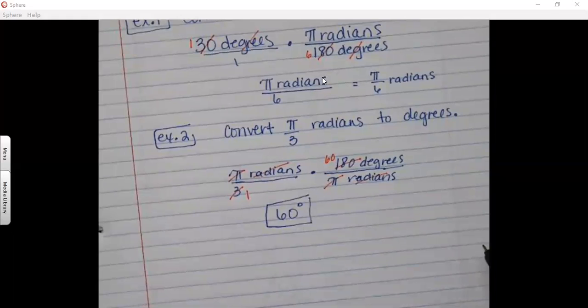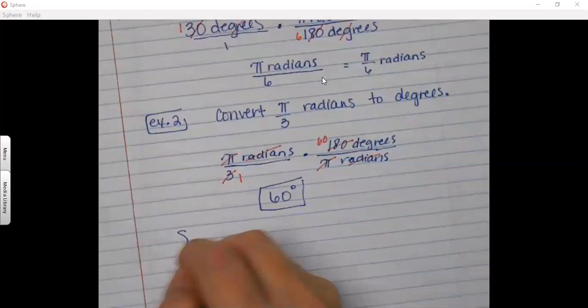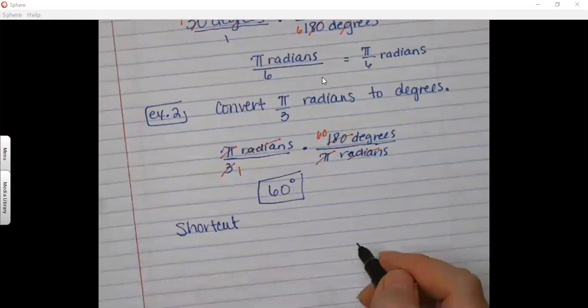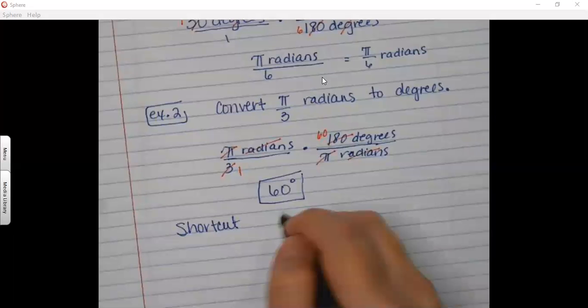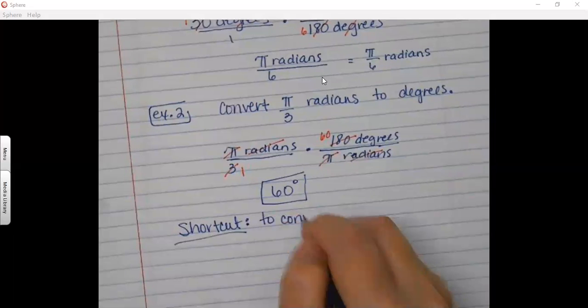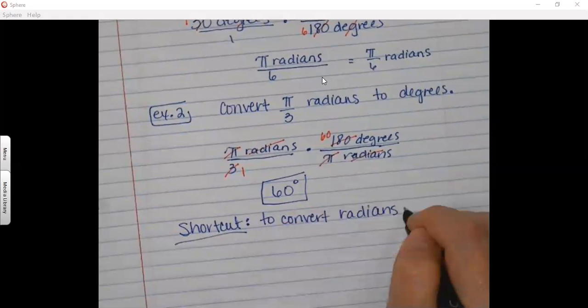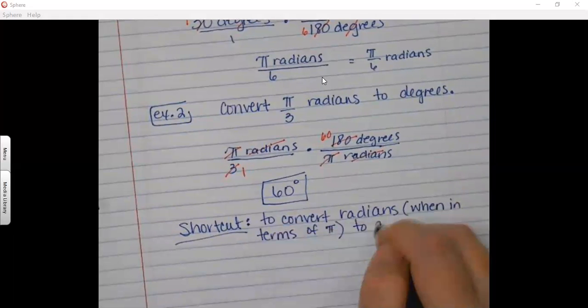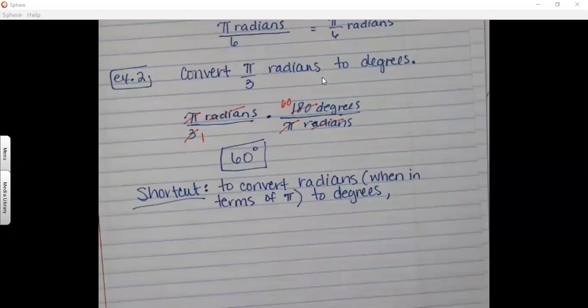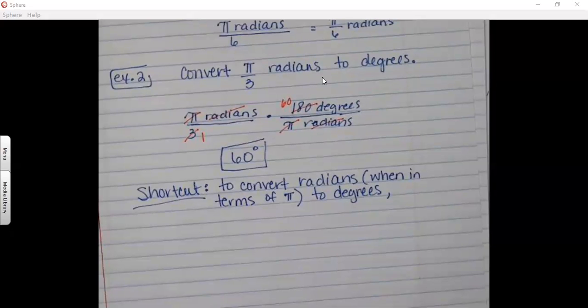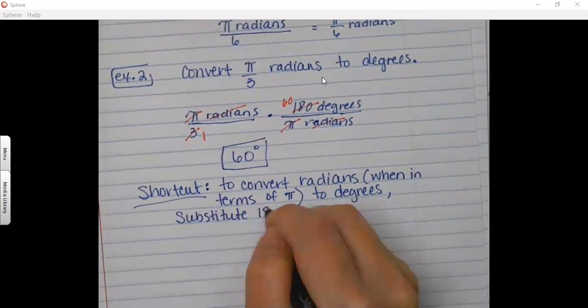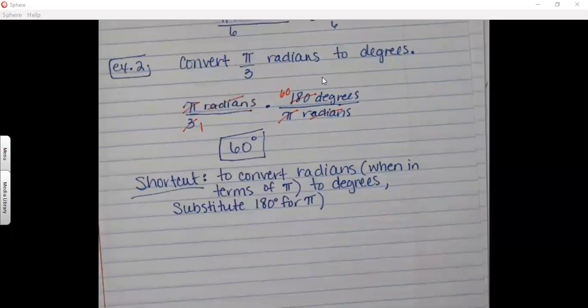You know a shortcut? Sometimes they don't give you radians in terms of pi, but if they do, and they want you to convert it to degrees, here's the shortcut. To convert radians in terms of pi to degrees: how many degrees is pi? 180 degrees, right? So if you see a pi and you want to convert it to degrees, just substitute 180 degrees for pi. When you're talking about degrees, pi is equal to 180. When you're talking about radians, pi is equal to 3.14.